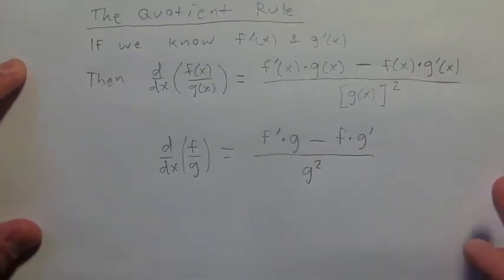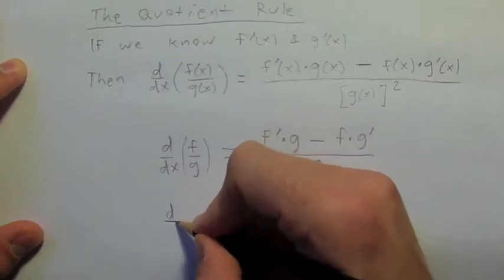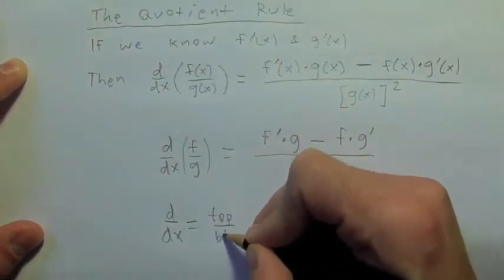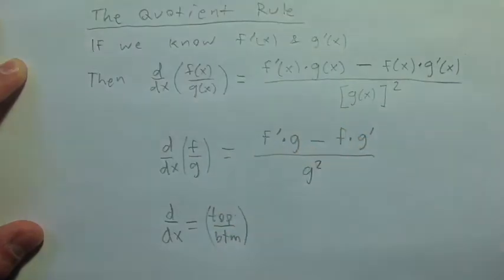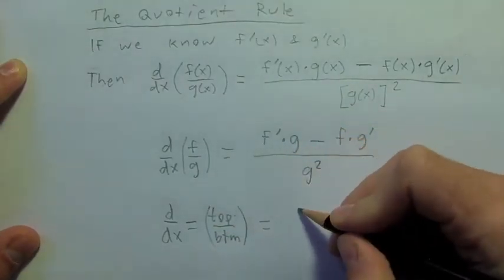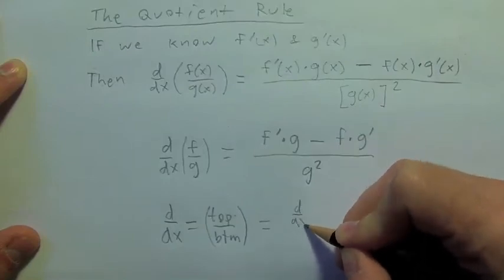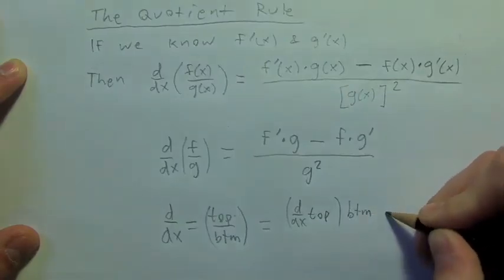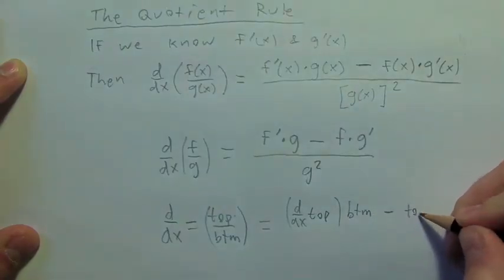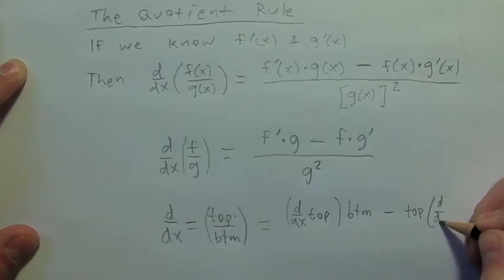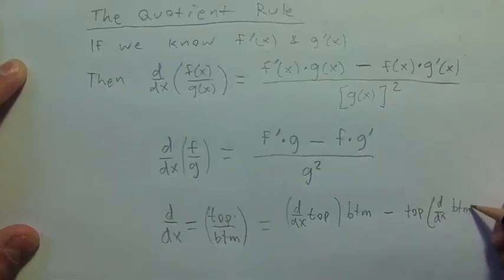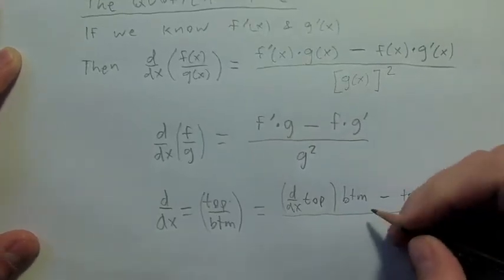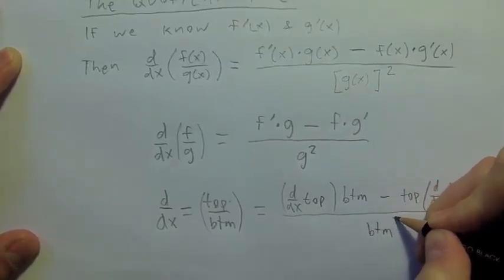And another way I like to think of it is if I have the top over the bottom, right? There's a top function, there's a bottom function, and it's going to be the derivative of the top times the bottom left alone minus the top left alone times the derivative of the bottom, all over the bottom squared.